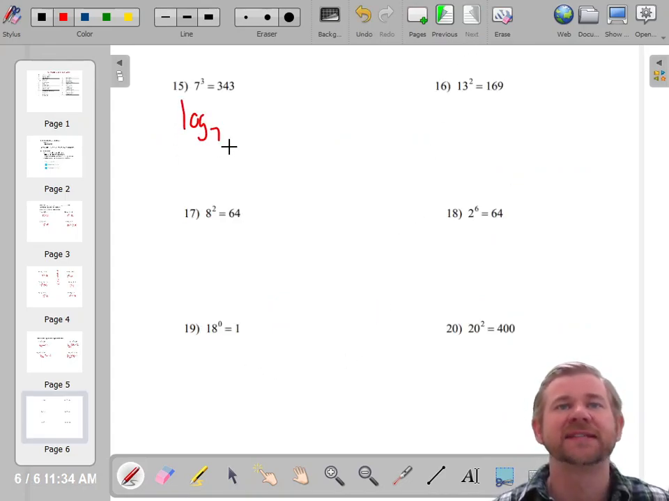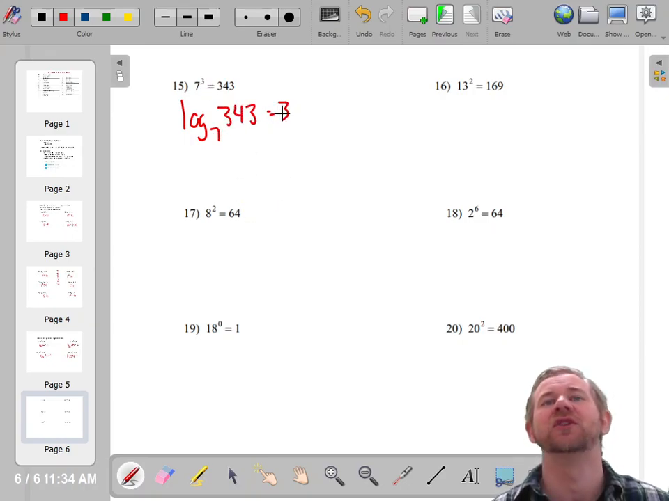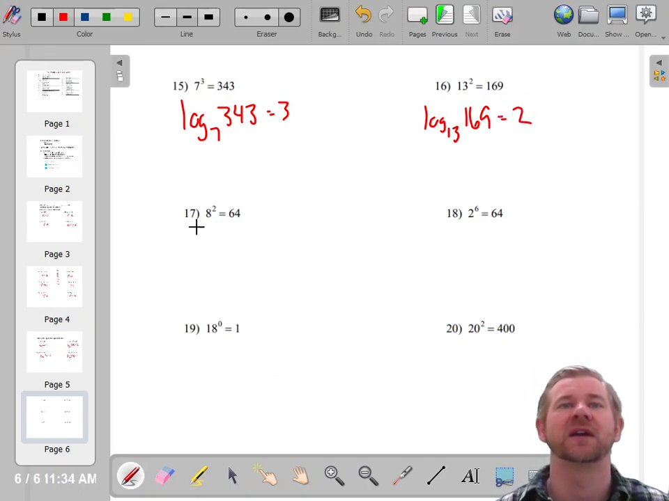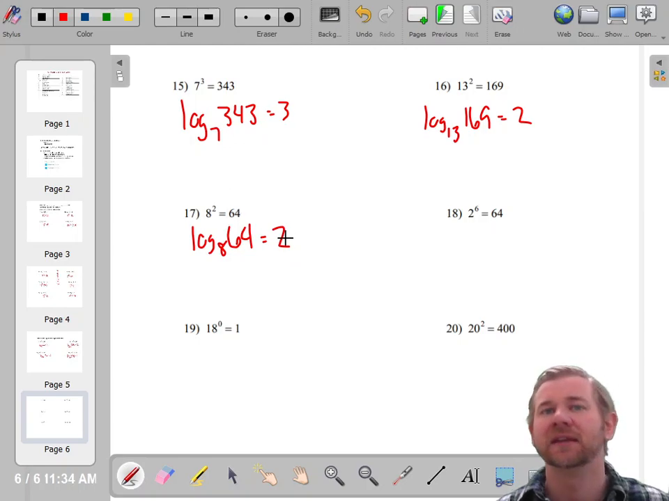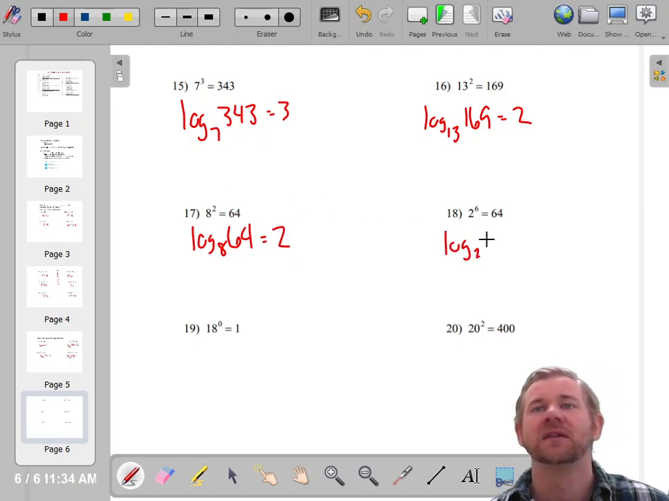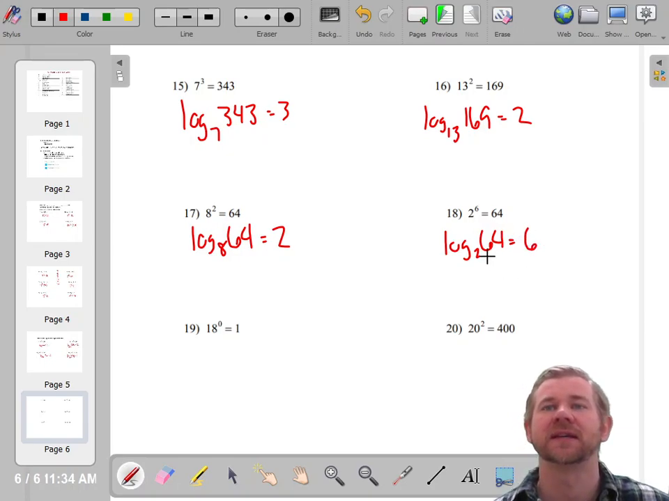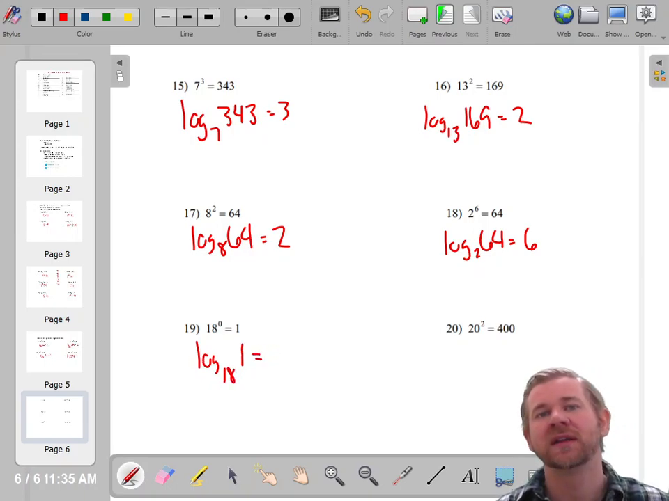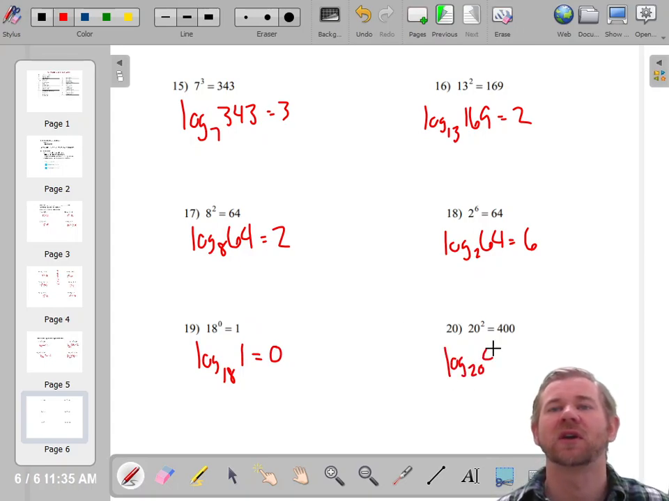So the base 7 logarithm of 343 is 3 because 7 cubed is 343. The base 13 logarithm of 169 is 2 because 13 squared is 169. The base 8 logarithm of 64 is 2 because 8 squared is 64. The base 2 logarithm of 64 is 6. 2 to the 6th is 64. The base 18 logarithm of 1 is 0 because 18 to the 0 power is 1. And last one, the base 20 log of 400 is 2 because 20 squared is 400.